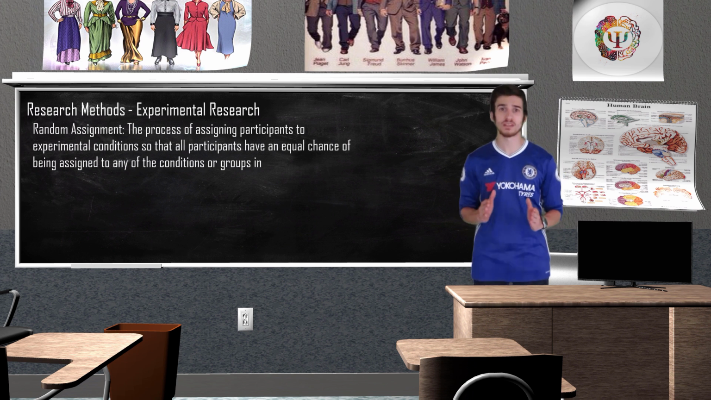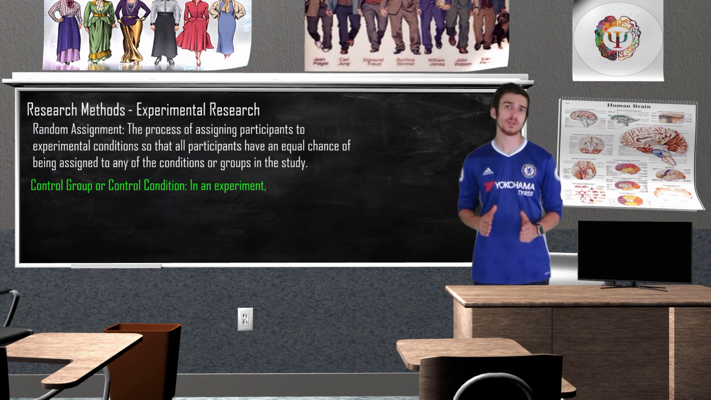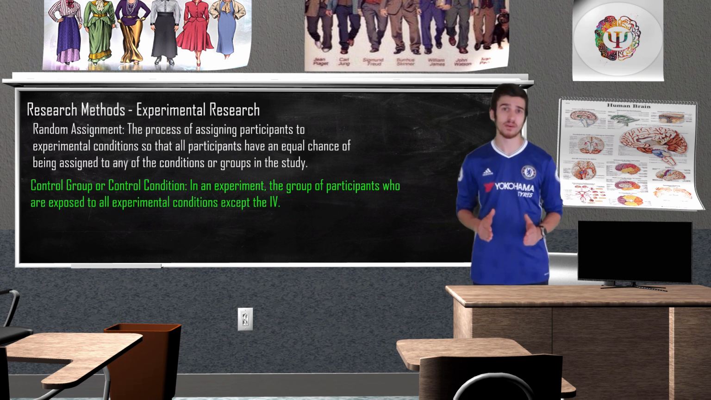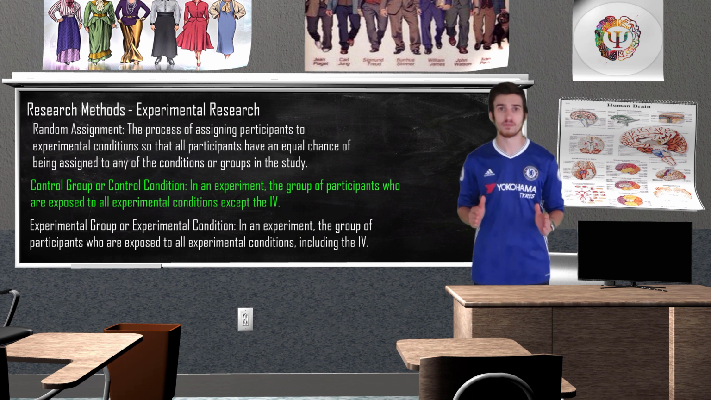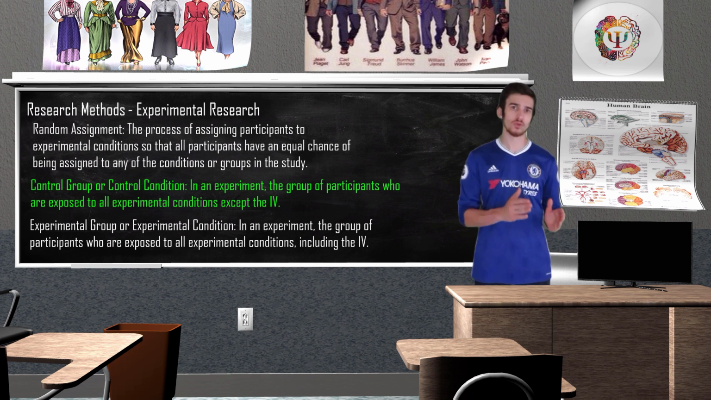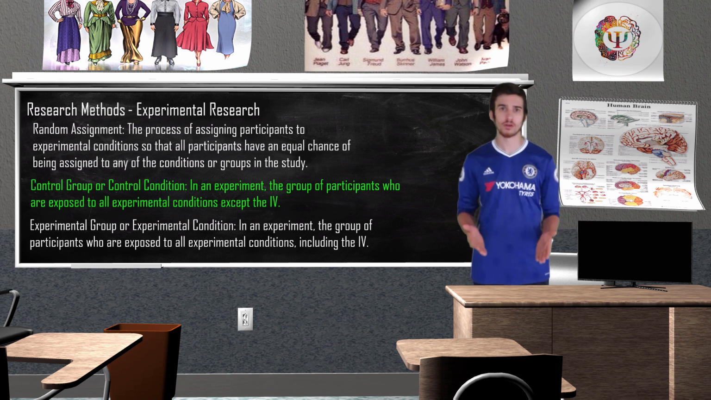This just means that if you were selected for an experiment, you have an equal chance of either being in the control group or the experimental group. A control group or a control condition are just individuals who are exposed to every experimental condition except the independent variable, while those in the experimental group or the experimental condition are groups who are exposed to all experimental conditions, including the independent variable. This is in order to compare our results from the experimental group and the control group to see what change is actually occurring.